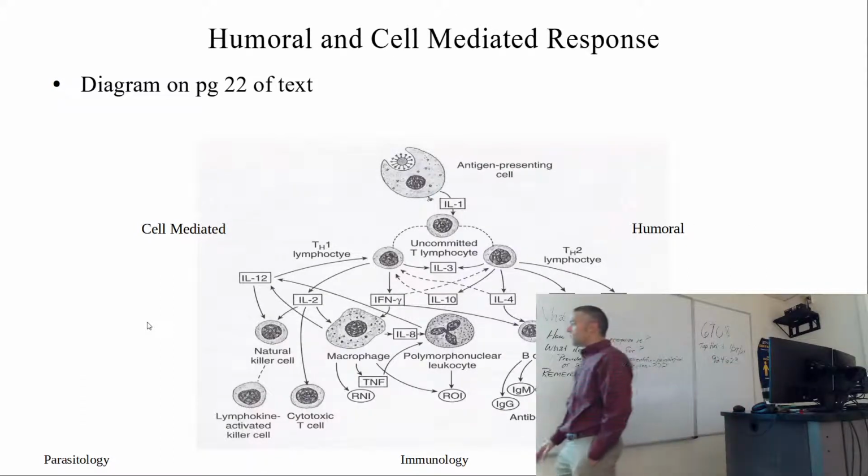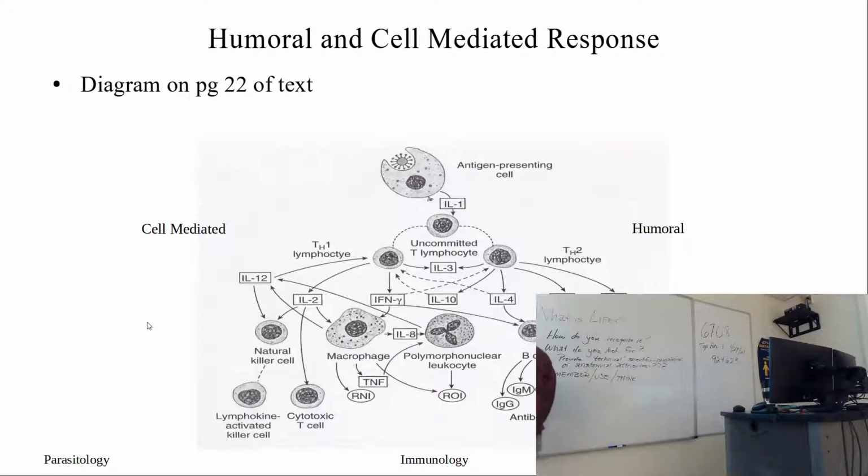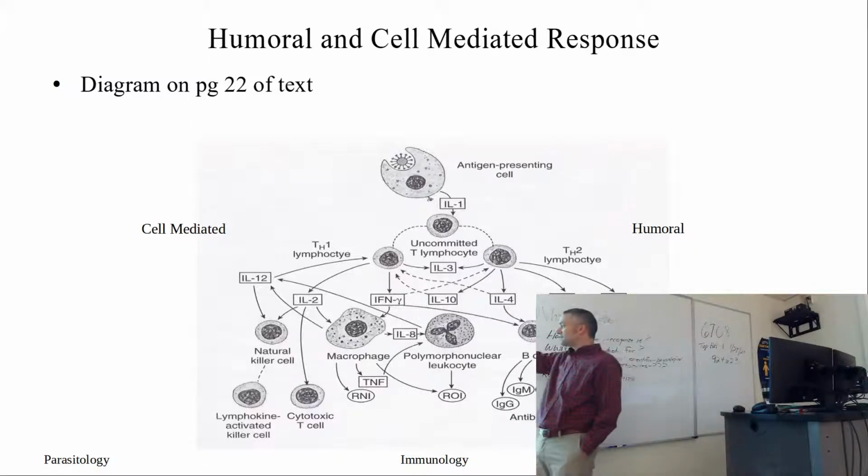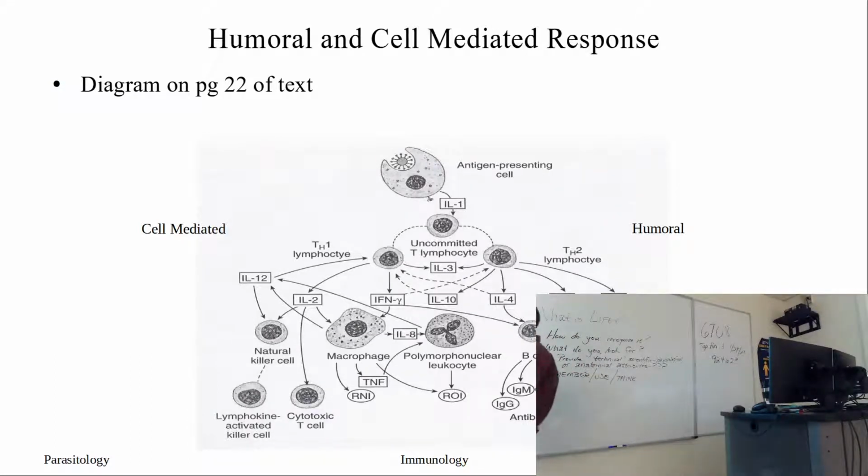You've got your Th1 arm, Th2 arm down here. This is the cell-mediated, not antibody-dependent. The humoral response, that is our antibodies and so forth. And you can see the interrelationship. You've got your uncommitted T cells that are going to ultimately develop as a Th1 or a Th2 type response. And then you've got all of these cytokines and chemokines that have the interplay.